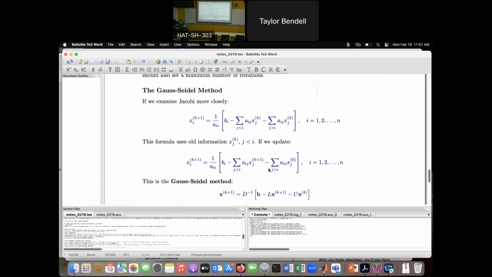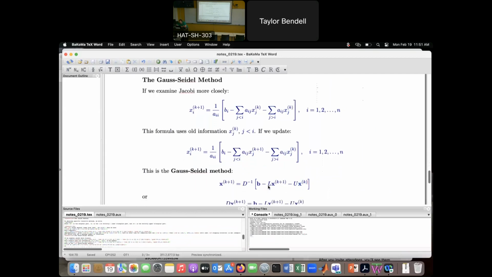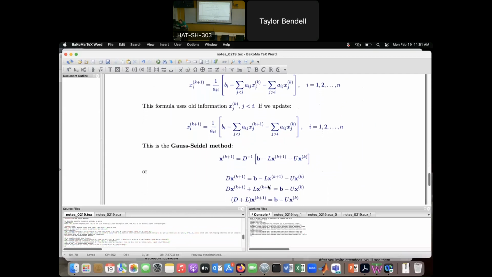And so now that in matrix vector form, that would be equivalent to having L multiplied by xk plus 1 rather than xk as it is in the Jacobi method. But now I have xk plus 1 on both sides of the equation. Yeah, but that's okay. Since everything here is linear, I can just rearrange. So that's what I do here.